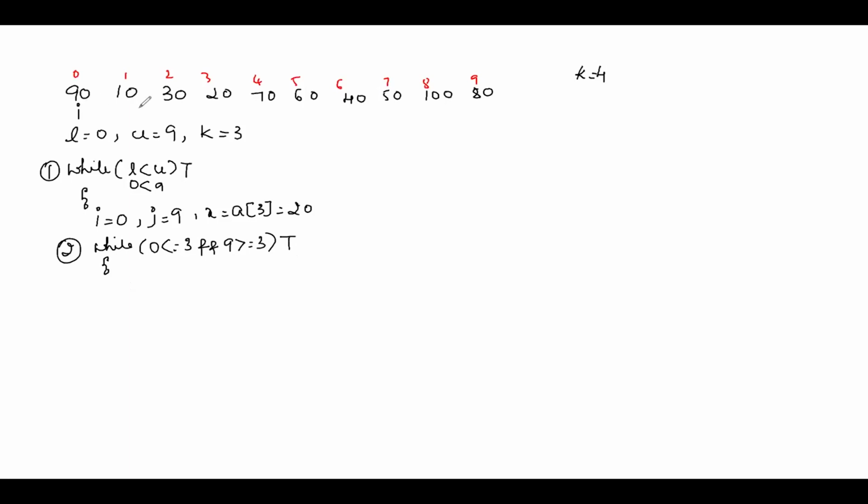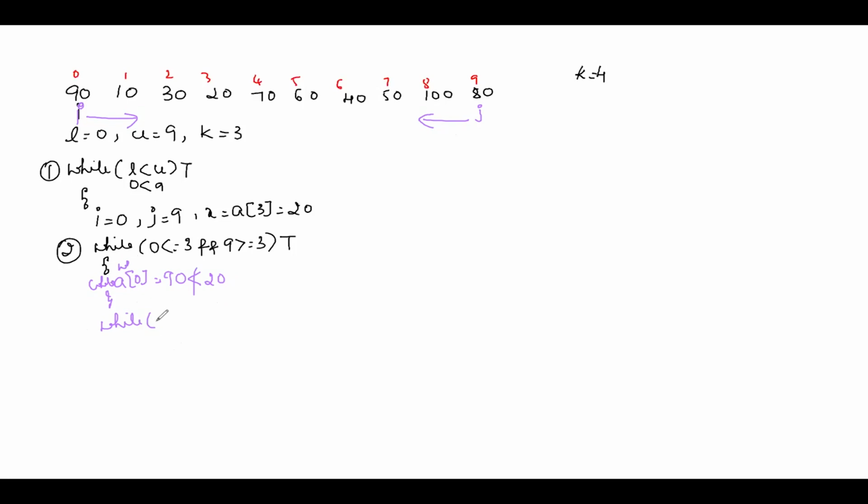Now I'm going to initialize the i value. As you can see here, i is here, j is here. Like I told you, I'm going to move inward until the condition fails. I'm going to check if a of 0, which is 90, should be less than the x value, which is 20. As you can see, it is not, it fails. Hence, I'm going to stop this while loop here. Next, we have another while loop.